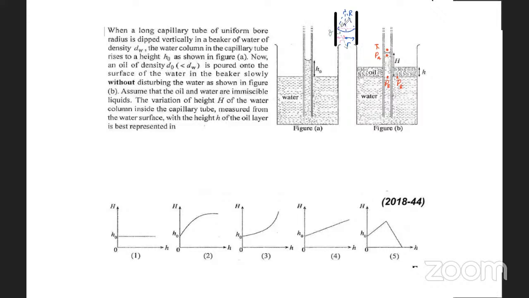You should have done this. We actually did this in our theory class. So we know the relationship between capital R and small r. Small r is equal to capital R cos theta. So capital R is equal to small r divided by cos theta. That is the radius of curvature of meniscus. Capital R is the radius of curvature; small r is the internal radius of the capillary tube.